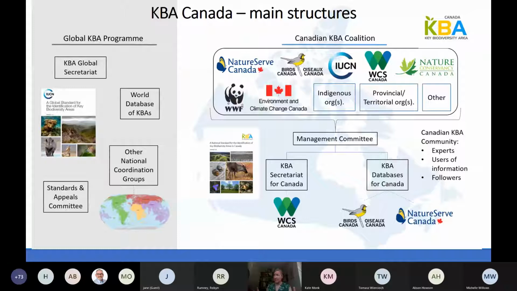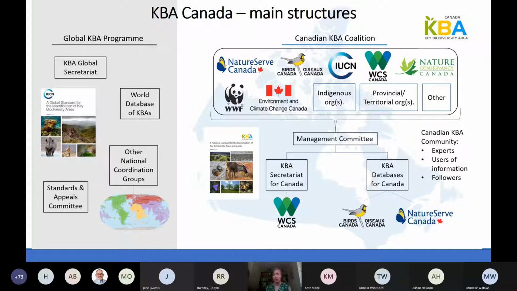So at the national scale, this is what KBA Canada looks like. On the left, actually, it's the global scale, and we mirror the global KBA partnership a little bit. But on the right side, you have the Canadian Key Biodiversity Area Coalition, and this is really an open group. It's open to anyone who's interested in supporting or participating in the work of identifying key biodiversity areas, or even making use of the results as well. And so we have a number of NGOs that were key in starting up this work. But then also there are some umbrella groups for governments.